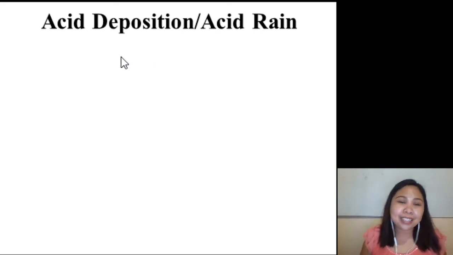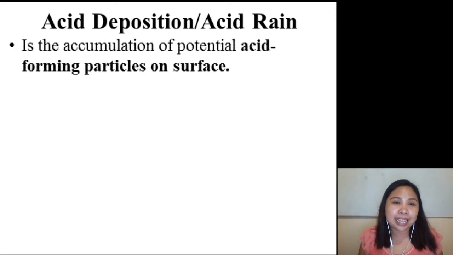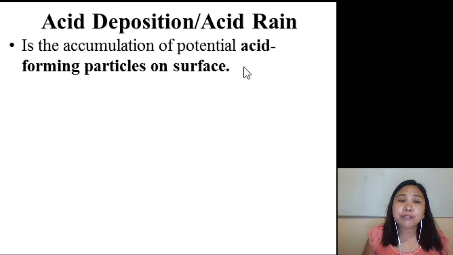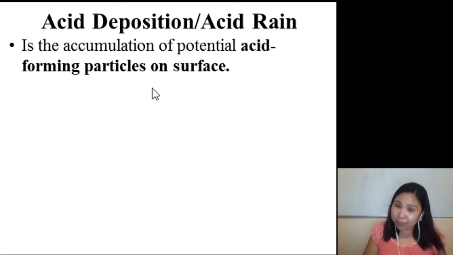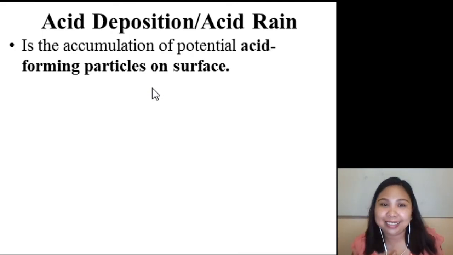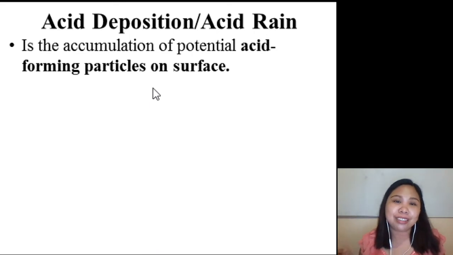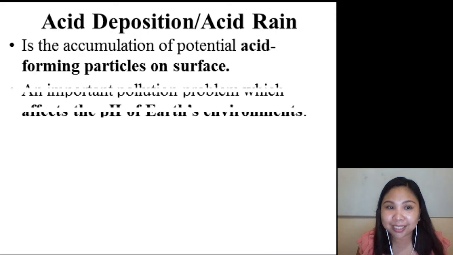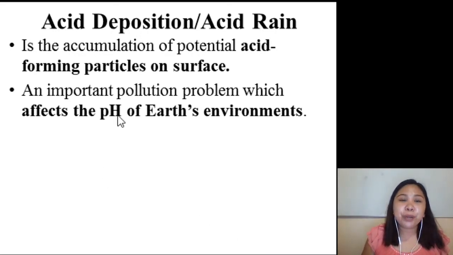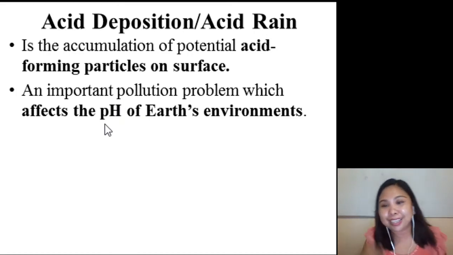So, eto pong acid deposition or tinatawag din nating acid rain. This is the accumulation of potential acid-forming particles on the surface. Ibig sabihin, nagkakaroon ng reaction, nagkakaroon ng formation ng acid na napupunta doon sa mga surface. Okay? This is an important pollution problem which affects the pH. Ayan, babalik na naman tayo sa pH of the Earth's environment.